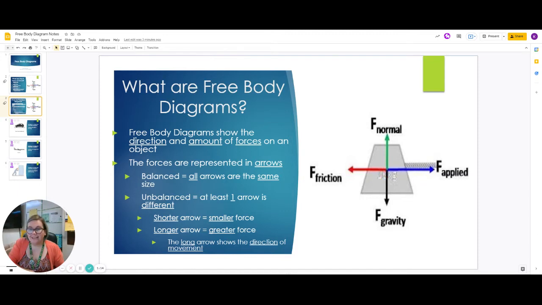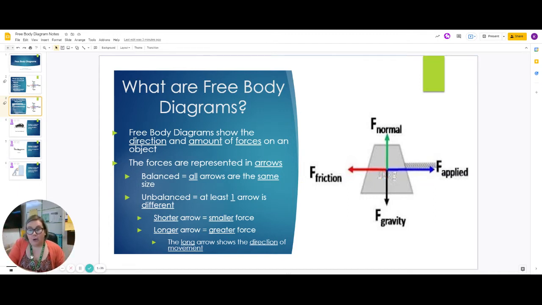So in a balanced force situation, all the arrows are the same size. In an unbalanced situation, at least one arrow would be different. So a shorter arrow is a smaller force, and a longer arrow is a bigger force.